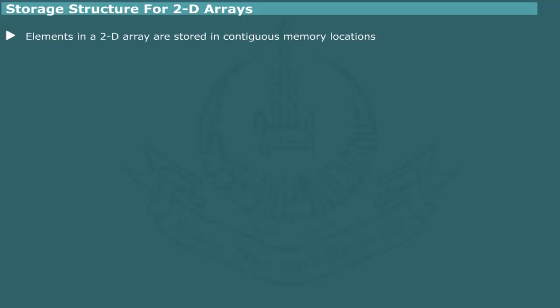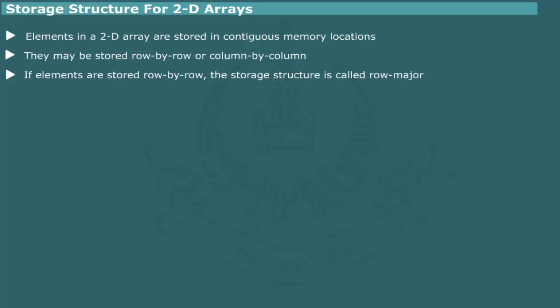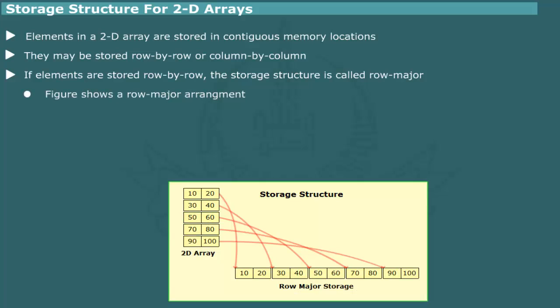Storage structure for two-dimensional arrays. The elements in a two-dimensional array are stored in contiguous memory locations. Within the allocated memory, the elements may be stored row by row or column by column. The first arrangement is called row major and the second column major storage scheme. Figure shows a row major and column major arrangement of an array consisting of 2 rows and 3 columns.